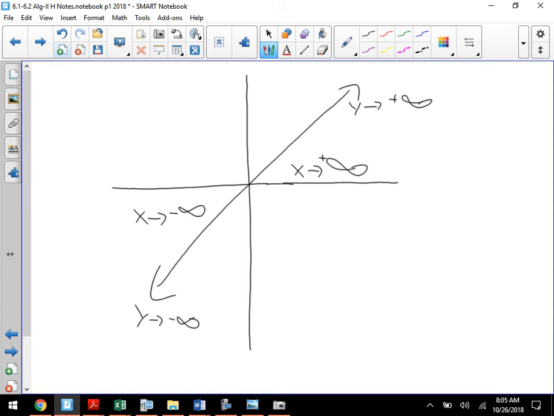If you have x squared, as x gets larger, what is y doing? It's also getting larger. As x gets smaller, y is getting larger.